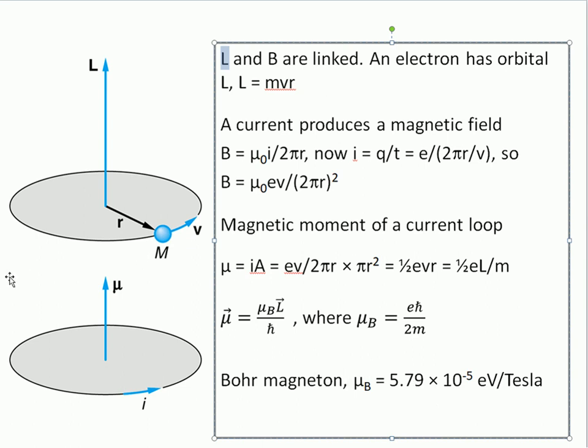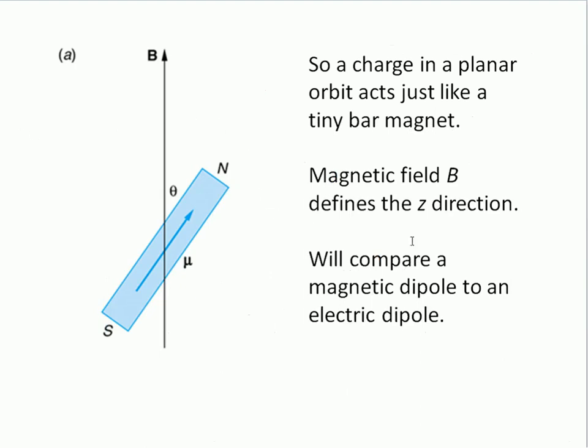Now, if something has a magnetic moment, it means it's acting like a tiny bar magnet. So here's my tiny bar magnet. The direction of mu is from the South Pole to the North Pole. In this case, we've set it up so that the magnetic field is pointing in the z direction, and we use that to define the z direction. And to understand some of the formulas that we're going to use, we're going to directly compare the magnetic dipole to something that's a little more familiar to most of you, the electric dipole.